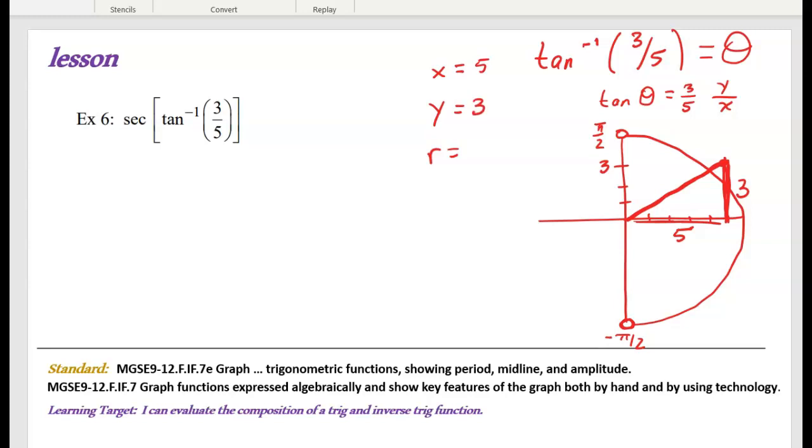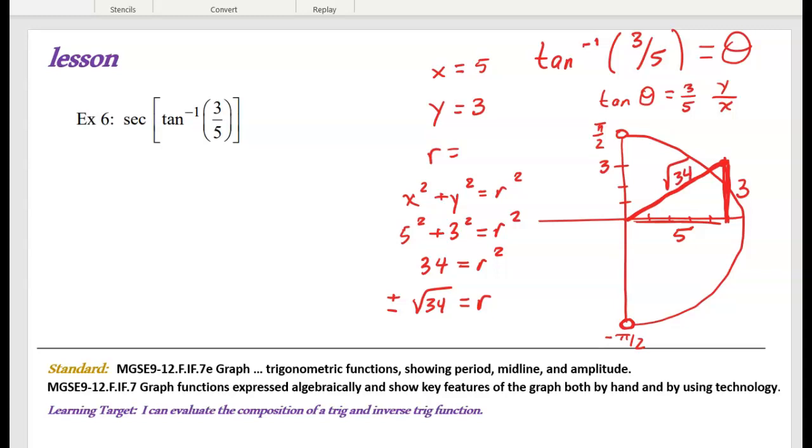I need to find r, so we have the Pythagorean theorem. 5 squared plus 3 squared equals r squared. 25 plus 9, 34. There are always 2 square roots, always 2, but it's a radius. It's got to be positive. I'm going to label it root 34.